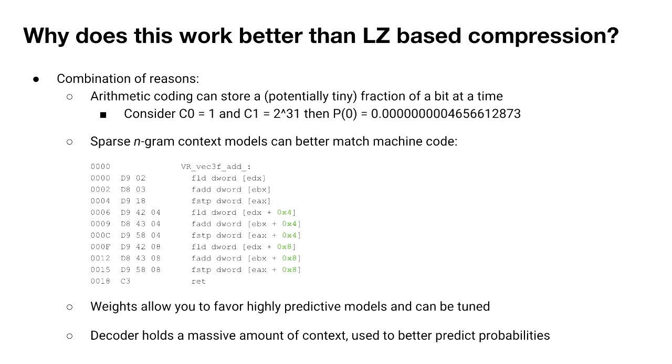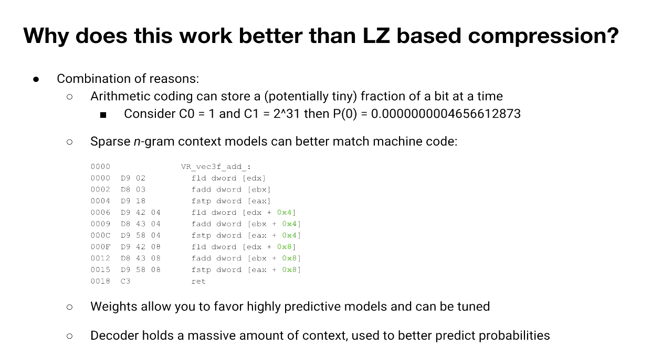All right. So why does this work better than LZ-based compression? Remember, LZ-based is this dictionary. As you're doing this decode, you write down the previous substrings you've seen, and then later you point back to them. The reason we're better than LZ-based compression is there's a couple of reasons. The first is that if we're using a 32-bit arithmetic range coder, we can potentially store bits with a very, very tiny amount of information. We can store one bit with a very tiny fraction of a bit.